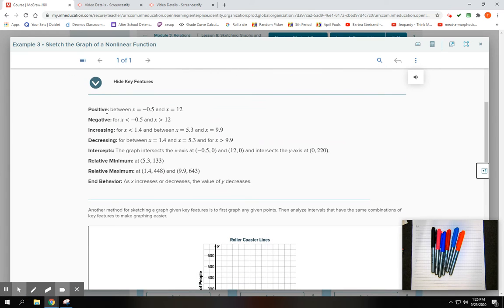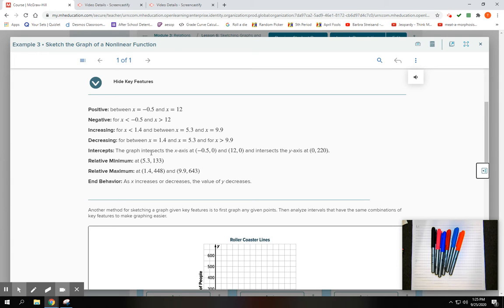Here are our key features. We're positive between X equals negative 0.5 and X equals 12. We're negative for X less than negative 0.5 and X greater than 12. We're increasing for X less than 1.4 and between X equals 5.3 and X equals 9.9. We're decreasing between X equals 1.4 and X equals 5.3 and for any X greater than 9.9.